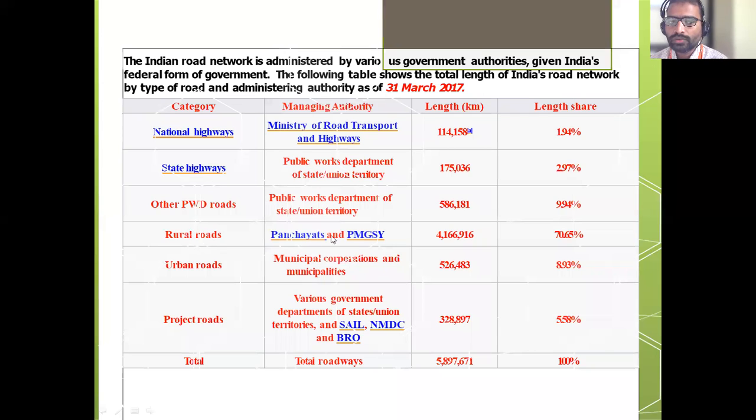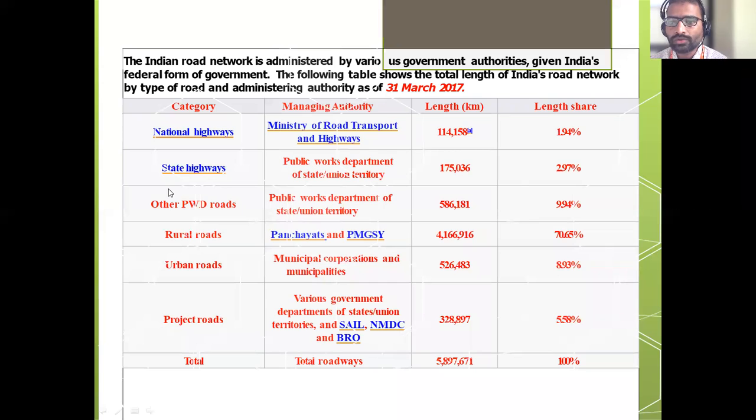Rural roads are panchayat roads or PMGSY. You have heard of PMGSY, Pradhan Mantri Gram Sadak Yojana, in each and every state. What is the length of the rural roads? 41,66,916 kilometers. And what is the total contribution of these rural roads? It is 70.65%. See, among all the different roads, 70% are rural roads.